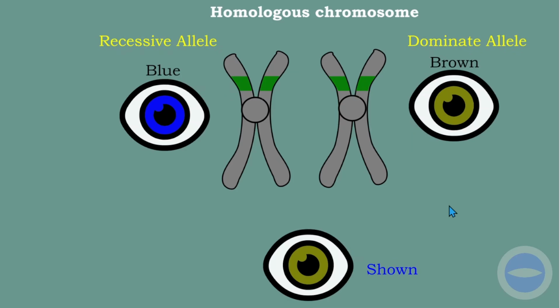Even with eye color here, we have an allele for blue eye color and an allele for brown eye color. Because brown is dominating, we will see someone with brown eye color, but the blue is masked by the brown eye color. So brown is dominating, and blue is recessive.